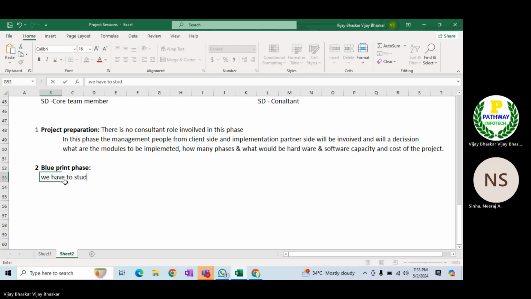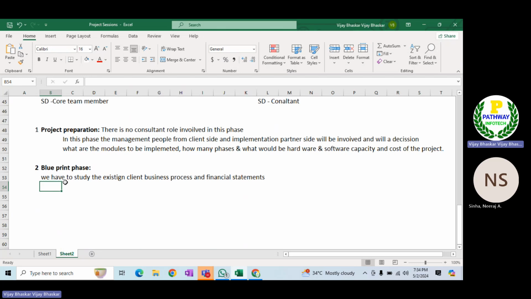We have to study the existing client business process and financial statements. Financial statements are nothing but the profit and loss account, balance sheet or trial balance. We have to study that business process.